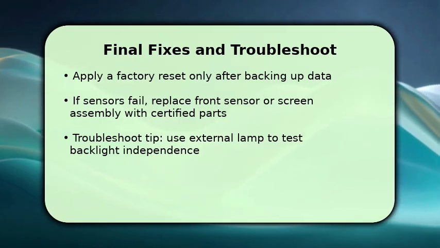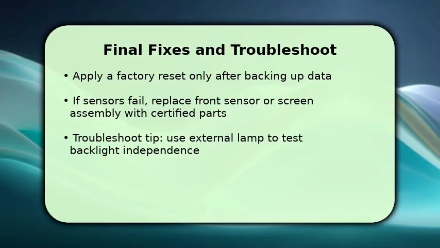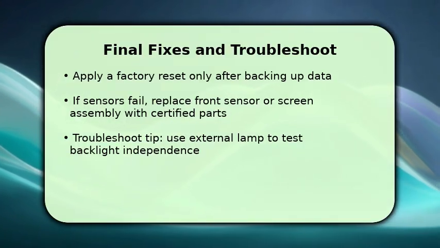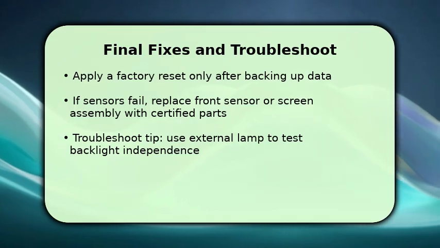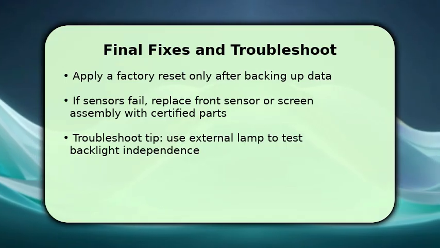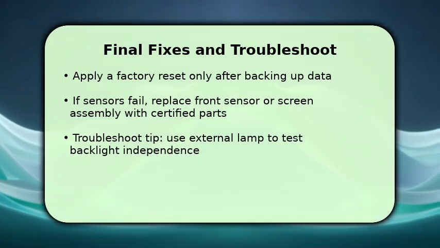Replace the ambient light sensor or the entire screen assembly with certified parts, because the backlight controller or sensor ribbon can fail. If things go wrong, test with an external lamp to see if backlight responds independently. That tells you whether it's sensor or backlight hardware.